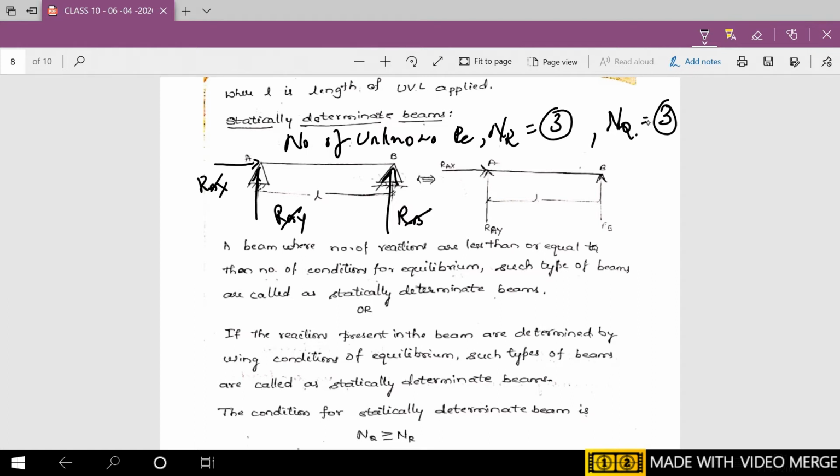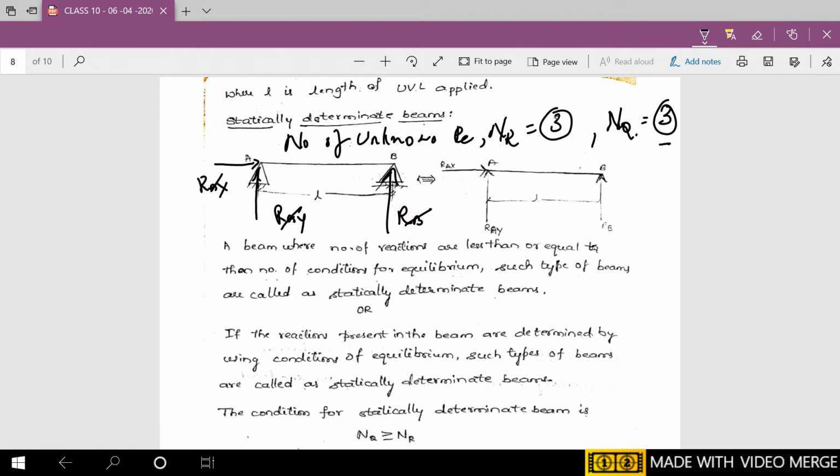reactions equal to or less than the number of equations to be solved, then it is called a statically determinate structure. Or, in other words, if the number of unknown reactions present here can be found out by using the conditions of equilibrium only, then that particular structure or beam can be considered statically determinate. So NR is equal to NQ here, so it is an example of a statically determinate structure.